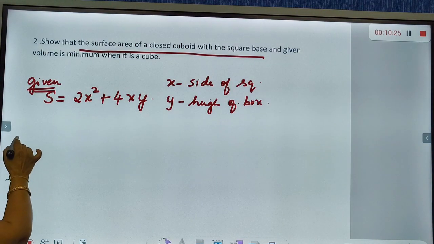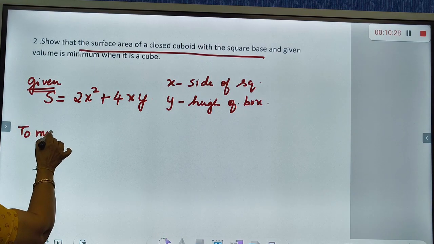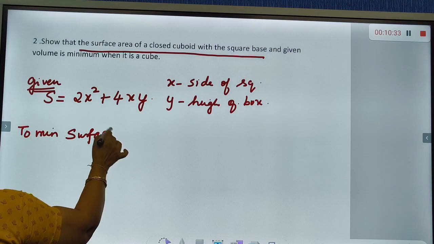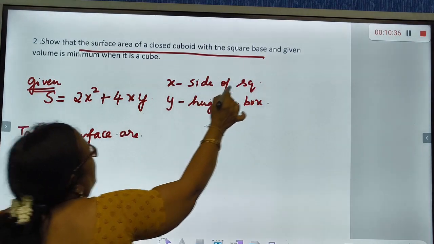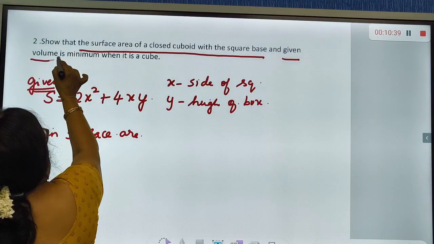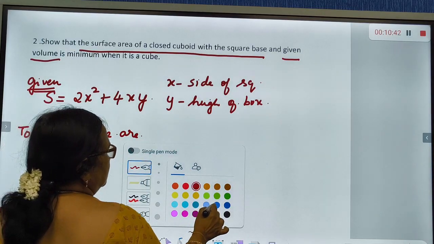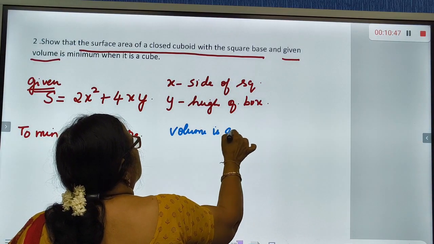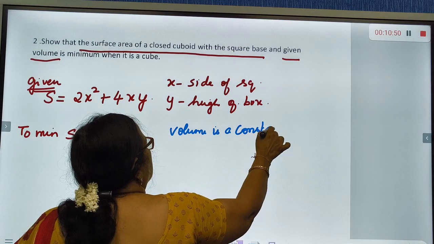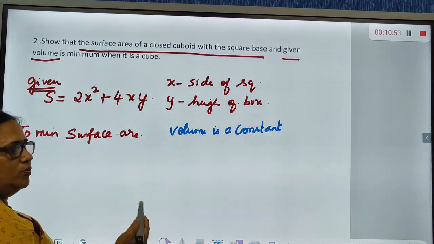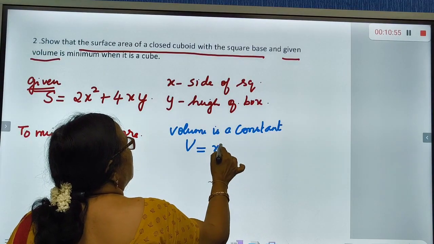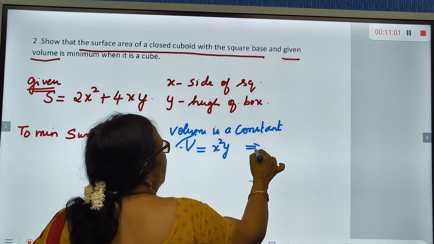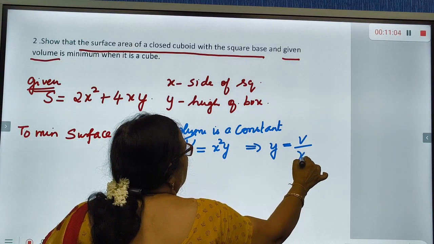Now what is it you have to minimize? To minimize surface area. Now what is given? Given volume. So volume is a constant, because it says given volume. So what is V? V is equal to x square y. V being a constant, this implies y is equal to V by x square.